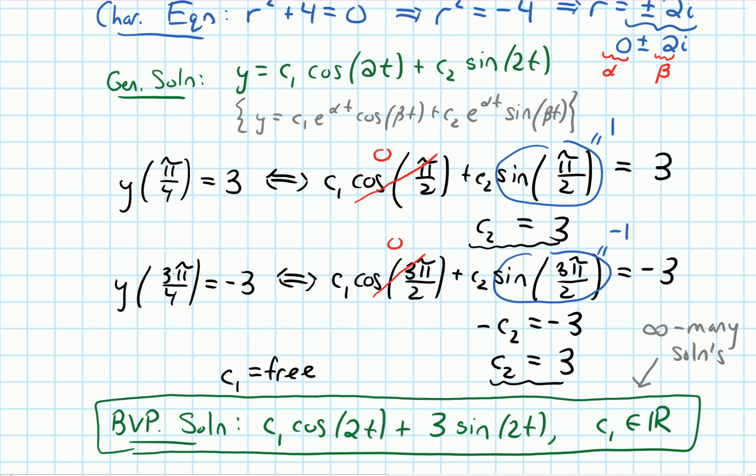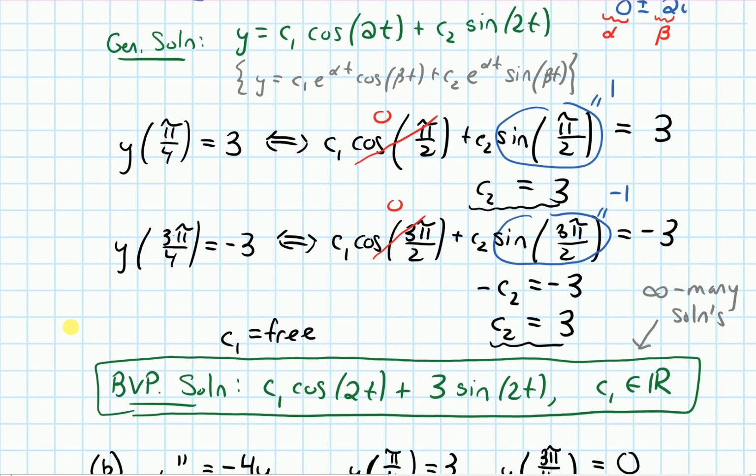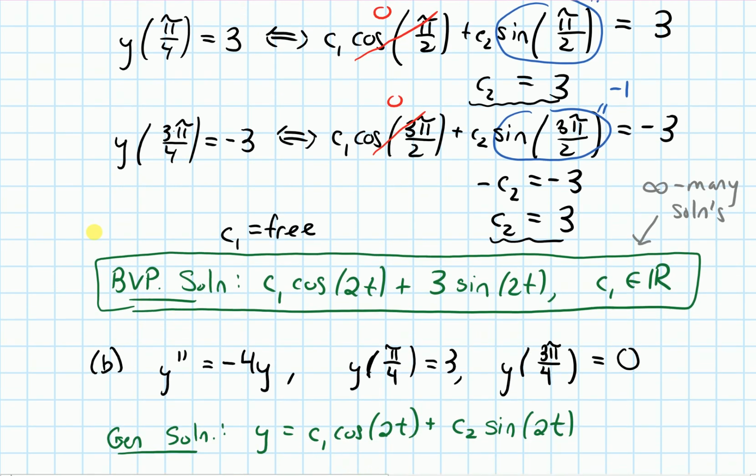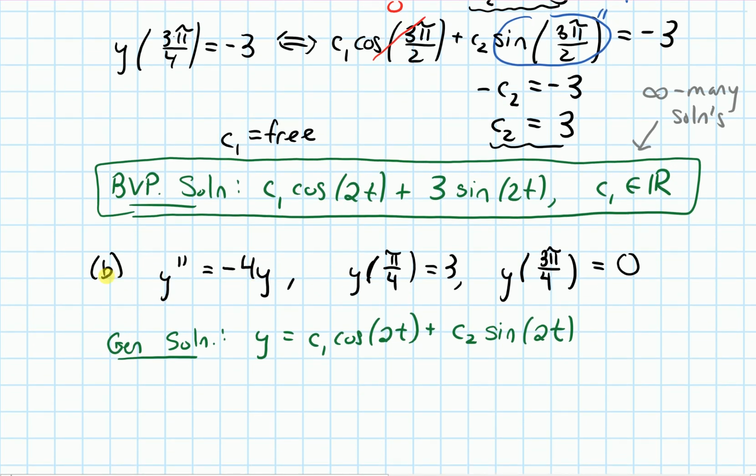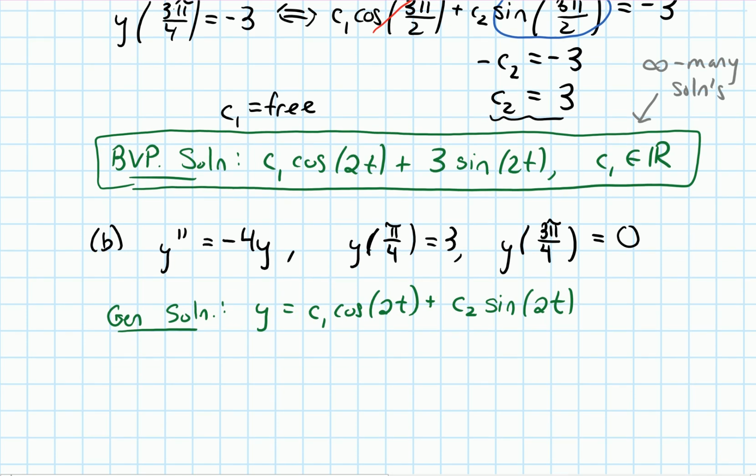All right, so let's do another example, something really closely related to this. What if I just change one of the values? So I have the same differential equation here in part B. The only thing that I've changed is now y of 3 pi over 4 is equal to 0. So because we have the same differential equation, the general solution to the homogeneous form will be exactly the same. So let's plug in our conditions.